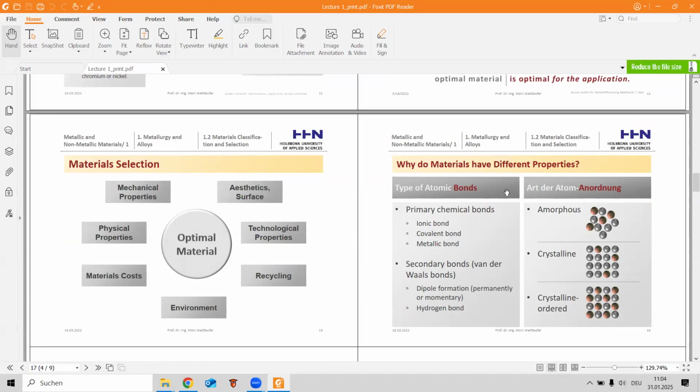So why do materials have different properties? There are different types of atomic bonds. Primary chemical bonds like ionic, covalent, metallic, and secondary bonds called van der Waals bonds, dipole formation, permanent or momentary, and hydrogen bonds. And we have different types of atom order. It can be amorphous, crystalline, and partially crystalline.